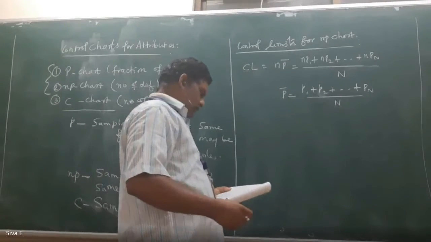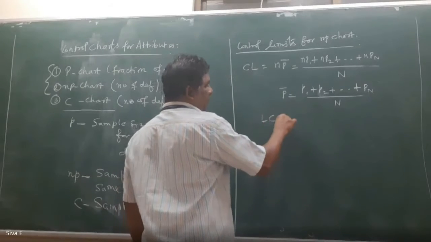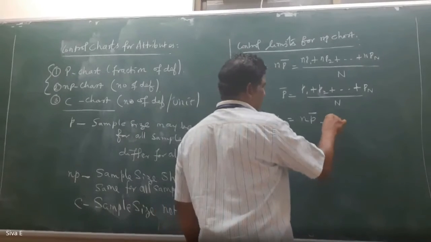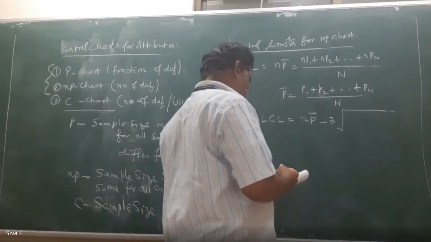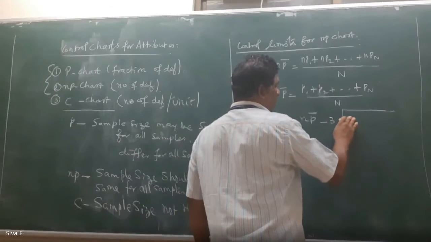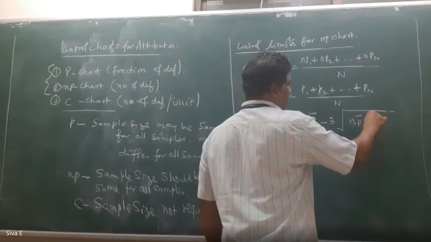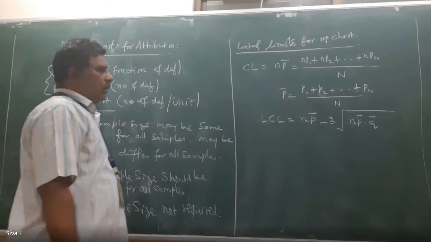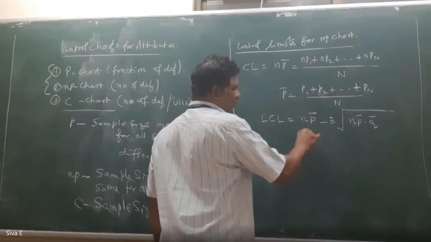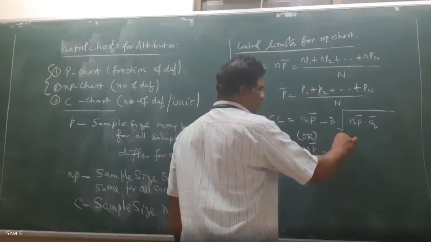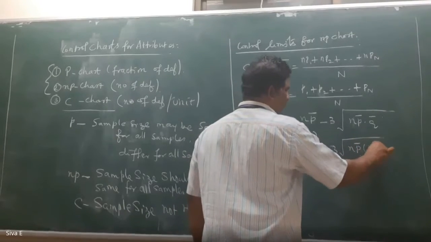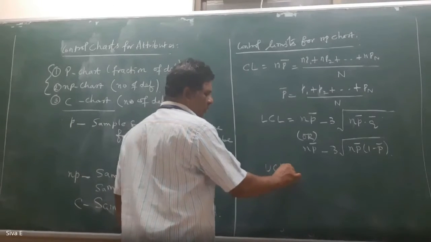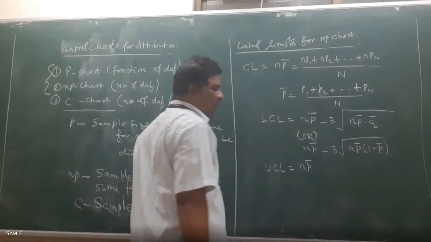LCL equals NP bar minus 3 into square root of NP bar into Q bar, or NP bar minus 3 into square root of NP bar into 1 minus P bar.